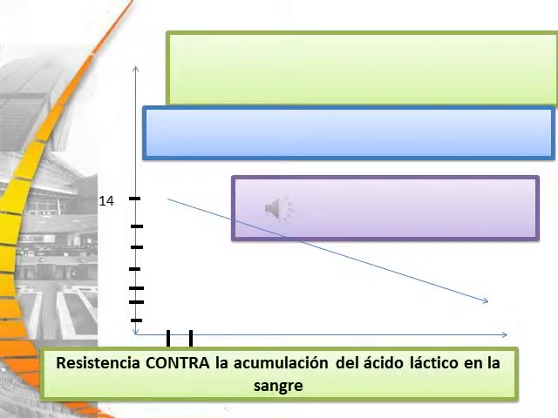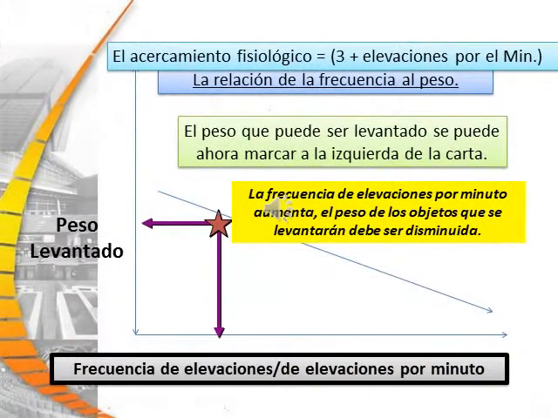You have factors of energy cost, heart rate, blood pressure, and blood lactate that are measured. The chart will show you endurance versus the buildup of lactic acid in the blood. The physiological approach equals 3+ lifts per minute.